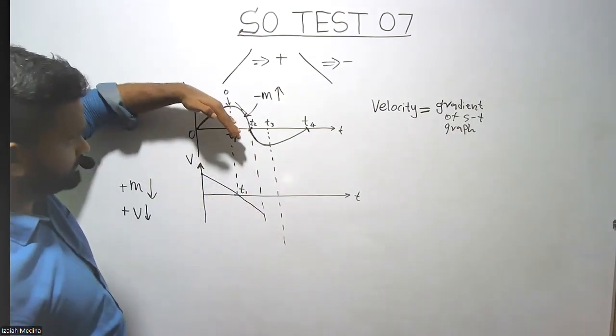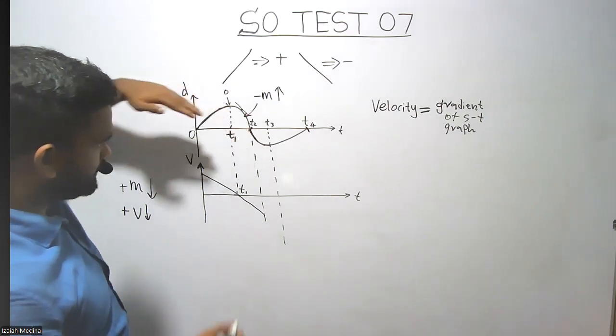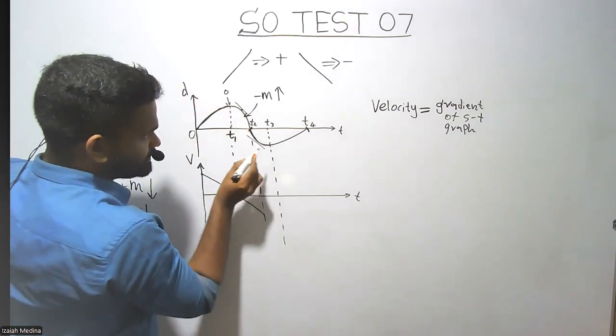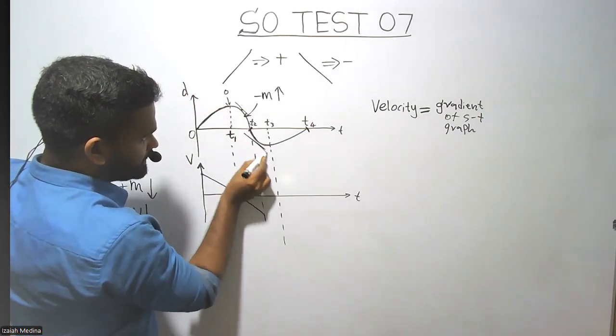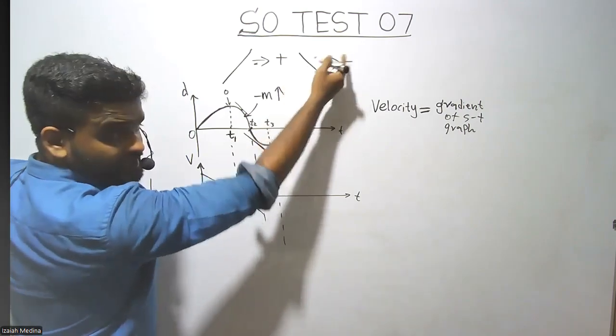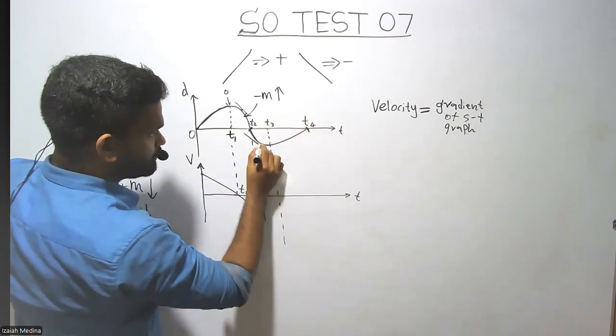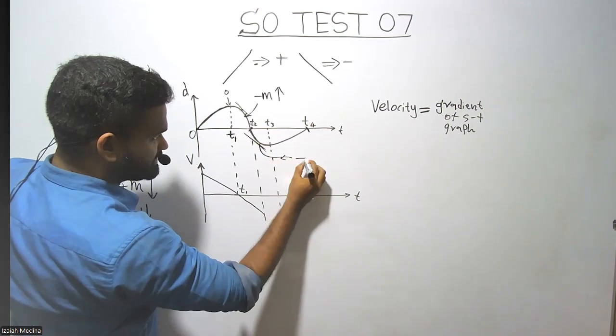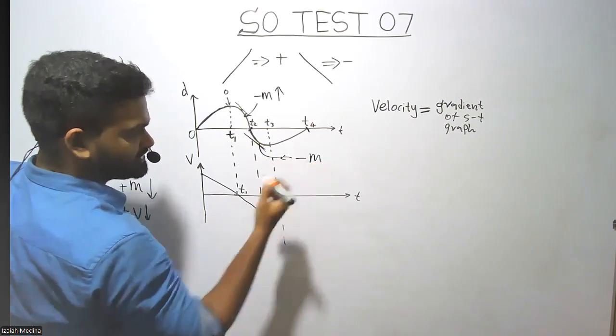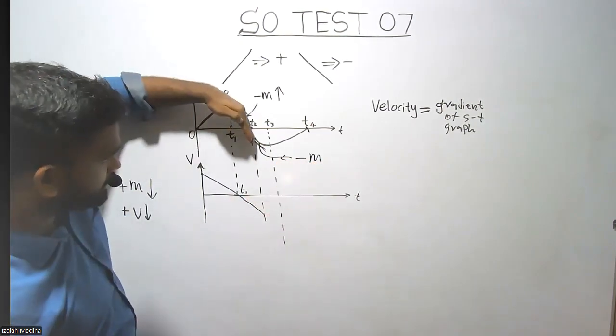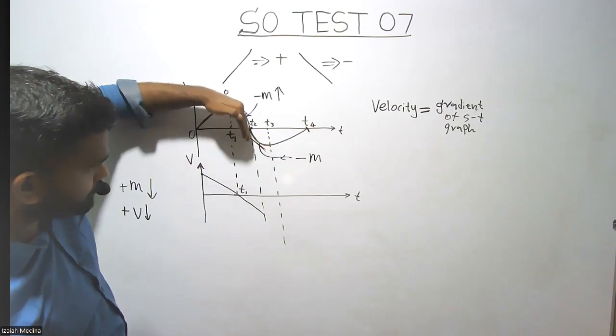What about the slope? If you draw a tangent, is it positive or negative? To this side, negative. This side, negative. Is it increasing or decreasing? It is decreasing. See that? Slope is decreasing.